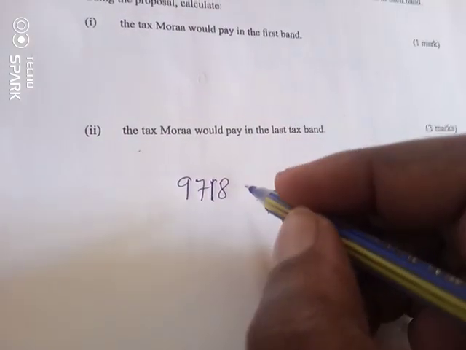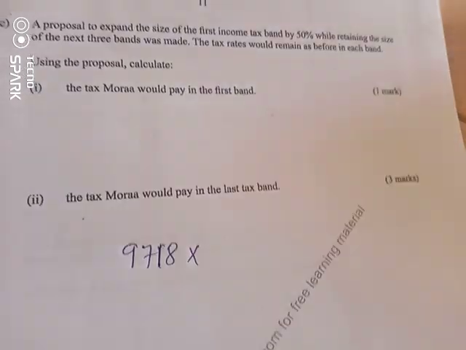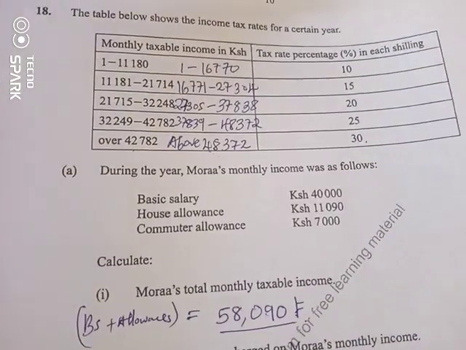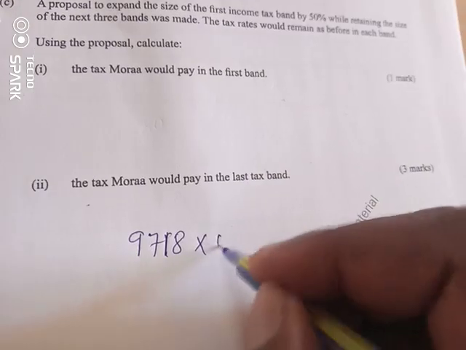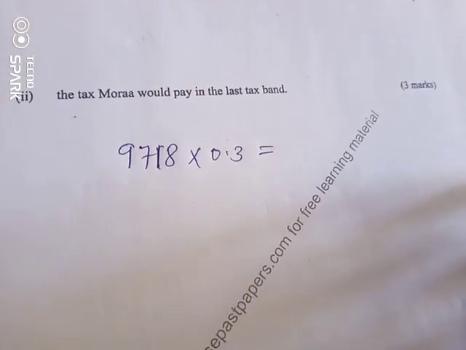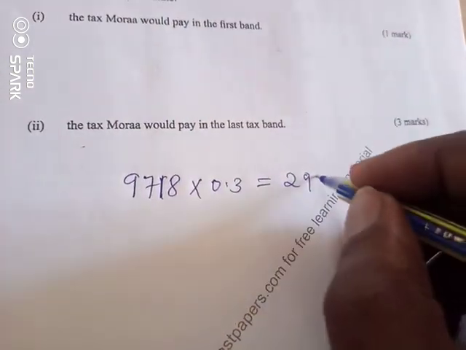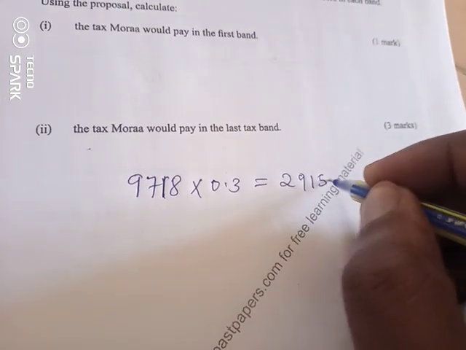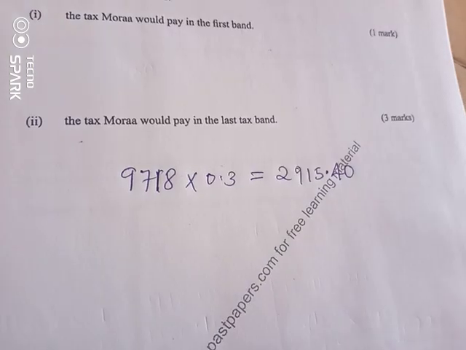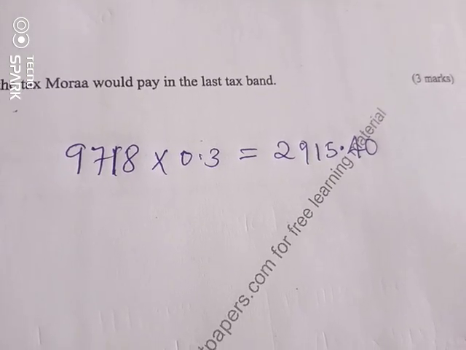9,718 shillings. Now by the band, the last band, the percentage is 30%, that is 0.3. So what is the tax in that band? The tax shall be 2,915 shillings and 40 cents. I'm saying, 2,915 shillings and 40 cents.